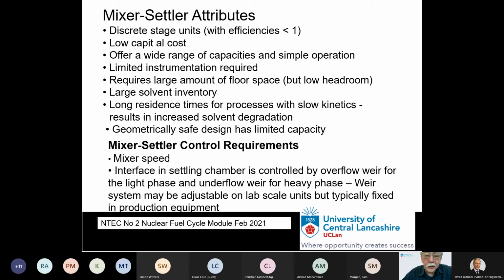Long residence times for processes with slow kinetics, geometrically safe design as limited capacity. Both of those two, as you will see when we're talking about reprocessing, will be challenged, full stop. What are the control requirements? Certainly the mixer speed. As I indicated earlier, you don't want the mixer thrashing around at 3,500 revolutions per minute. Otherwise, you will produce an emulsion very similar to, well, not similar, but salad cream that you put on your salad, for example. That is an emulsion, a very stable emulsion for obvious reasons. Interface in settling chamber is controlled by overflow weirs, etc. Okay.